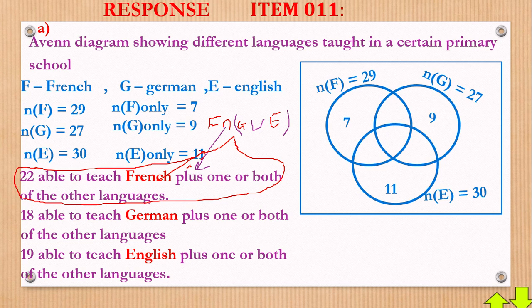But again, you must know something. This one will be more like German intersection French union English. That's what this one means, because you have German plus one of the other. So you start with English, English intersection, the union of the other two, that will be French union German.